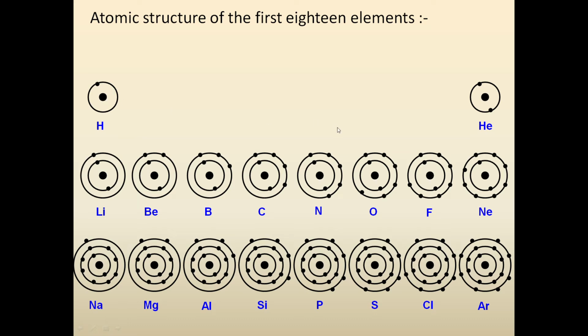Now let us talk about nitrogen. Nitrogen has a nucleus where protons and neutrons are present, and there are 7 electrons which are moving in the shells. So out of these 7 electrons, the first 2 electrons will go to the first shell, that is K shell, and the pending 5 electrons will enter the next shell. It is the second shell or L shell.